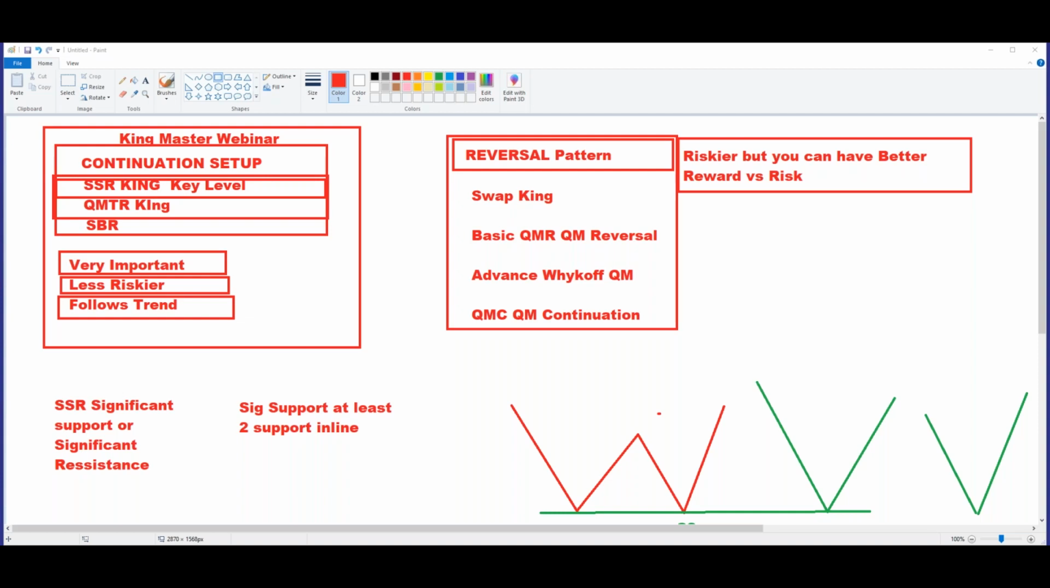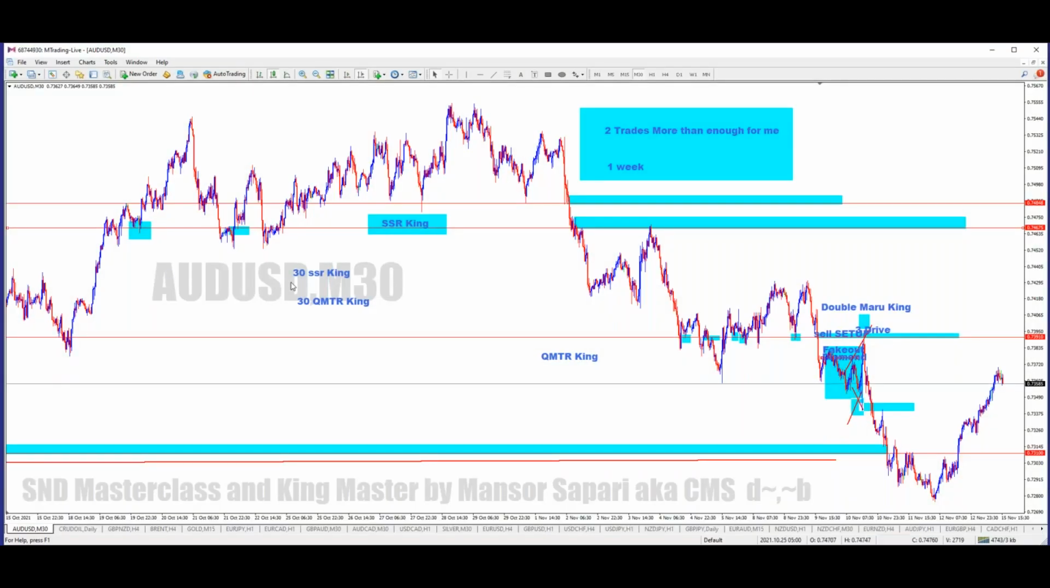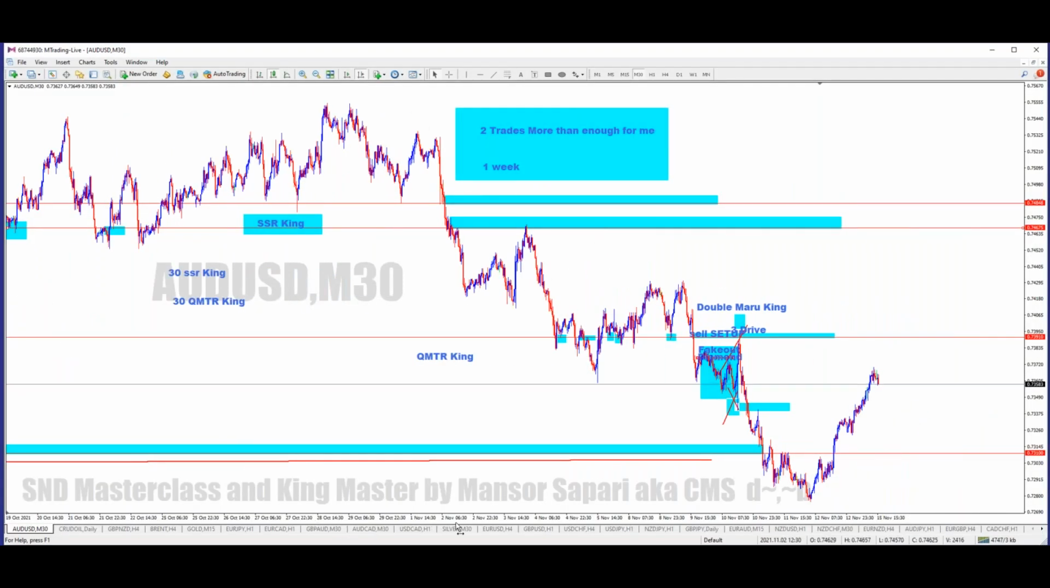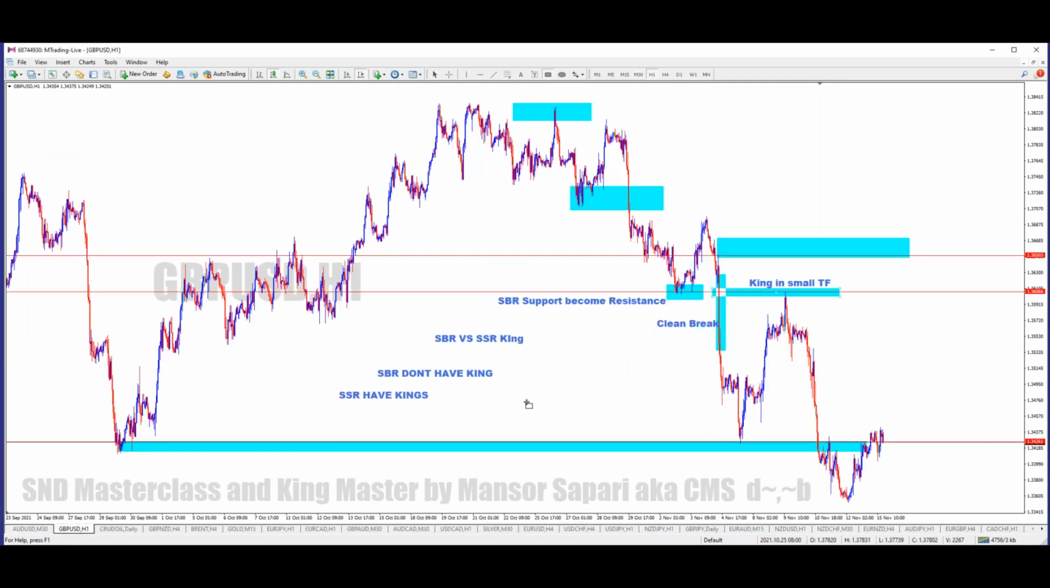Okay, shall we start? So somebody asked me about the SBR, right? SBR, support become resistant. You guys just see the charts now. Let's look at GBP USD. SBR is quite dangerous, I tell you. It's quite dangerous setup. I usually don't trade SBR. We don't have the supply zone or a very clear where to entry because SBR is quite dangerous.